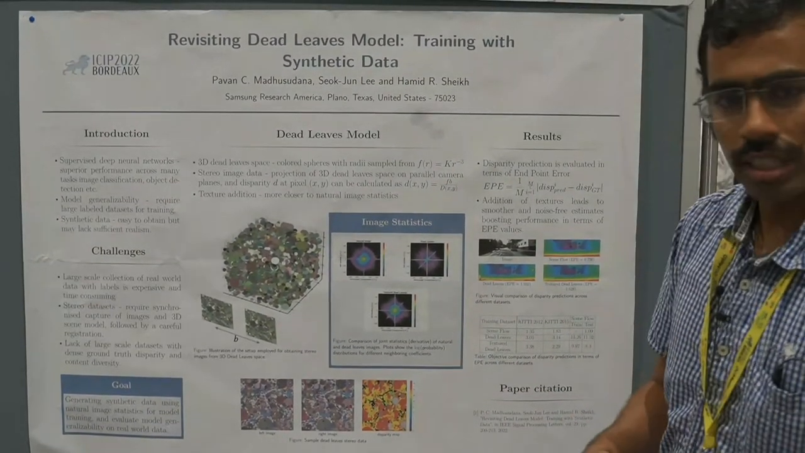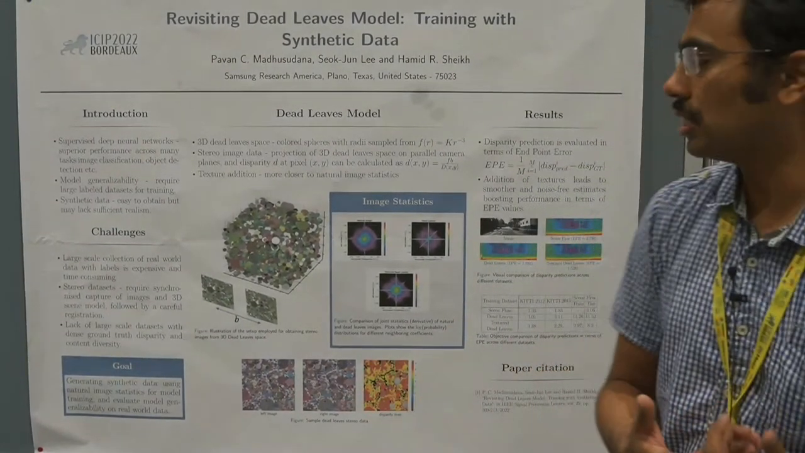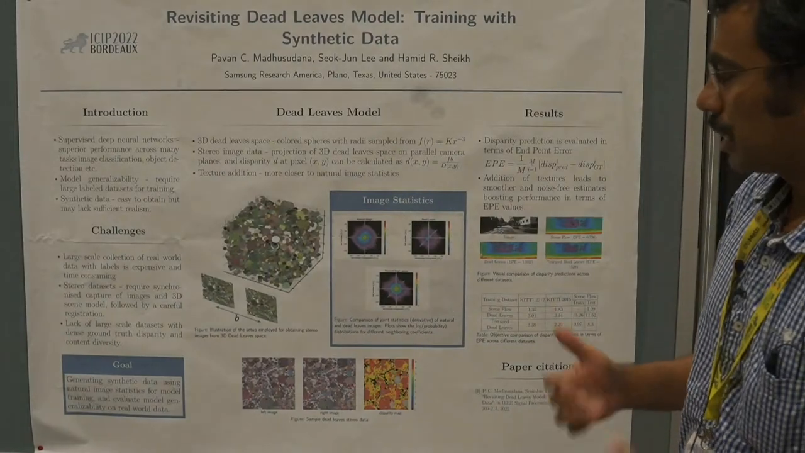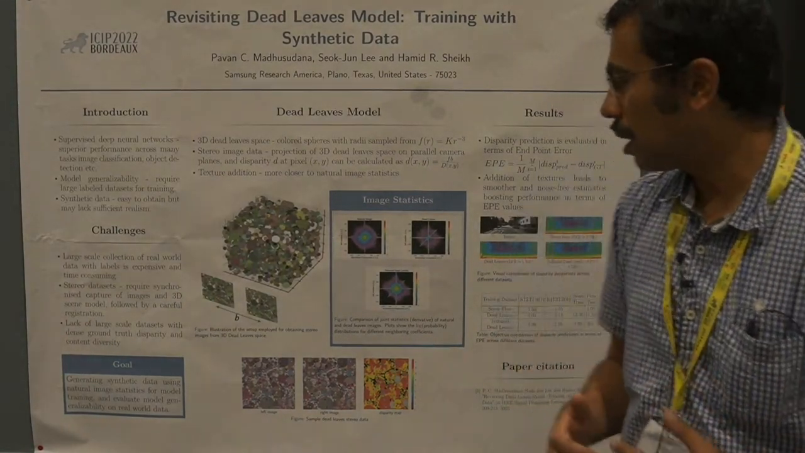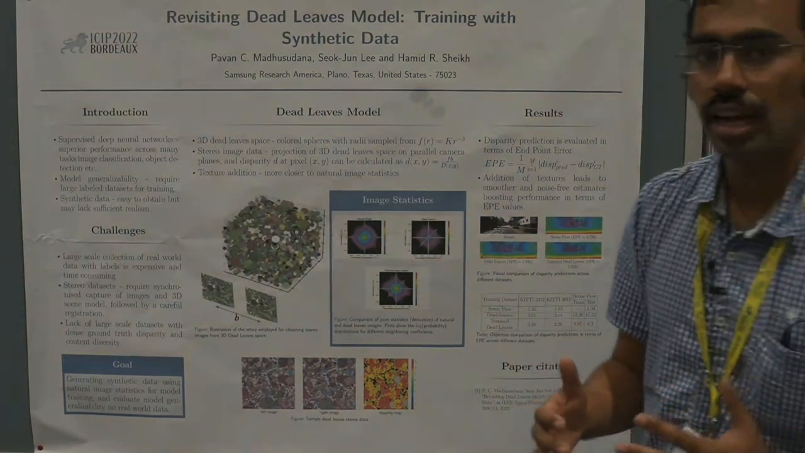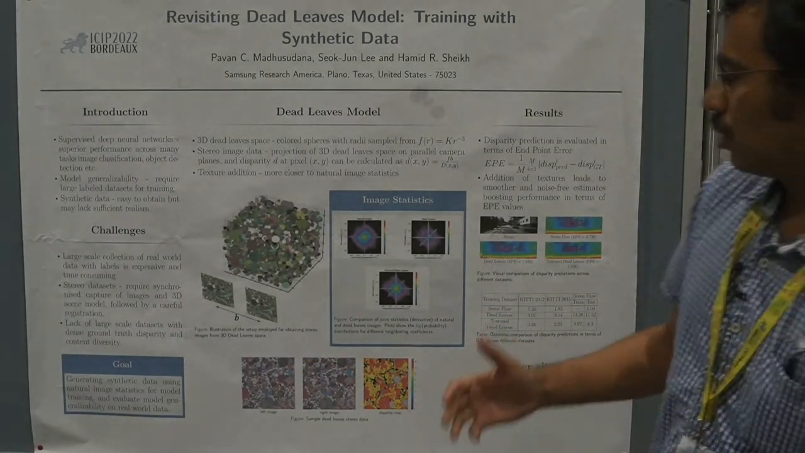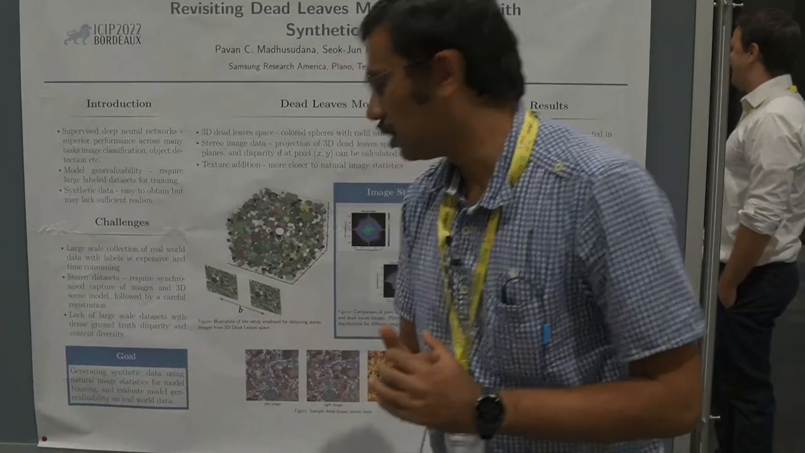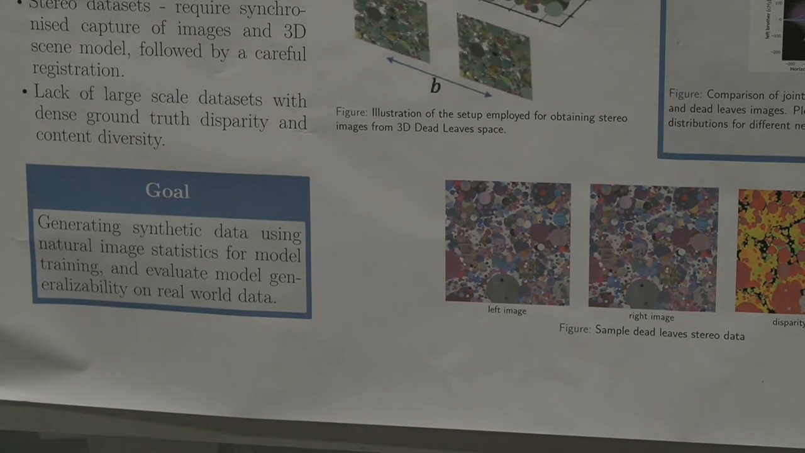Since capturing these large realistic datasets for stereo disparity is challenging, we experiment with whether it is possible to come up with a model which can generate synthetic data that can be used to train deep networks and also generalize well on realistic datasets. The main goal here is to obtain synthetic data using natural image statistics and evaluate the model on realistic data. So we propose what is known as the dead leaves model.